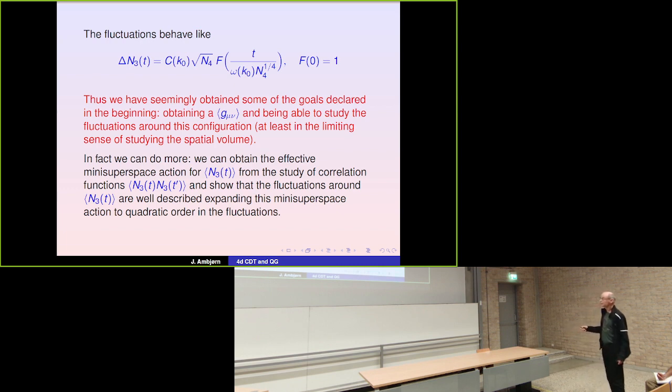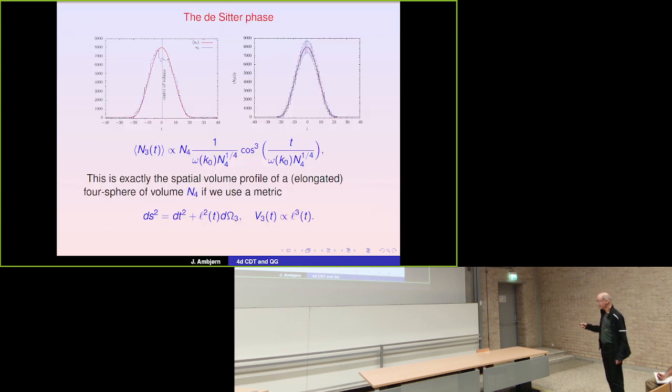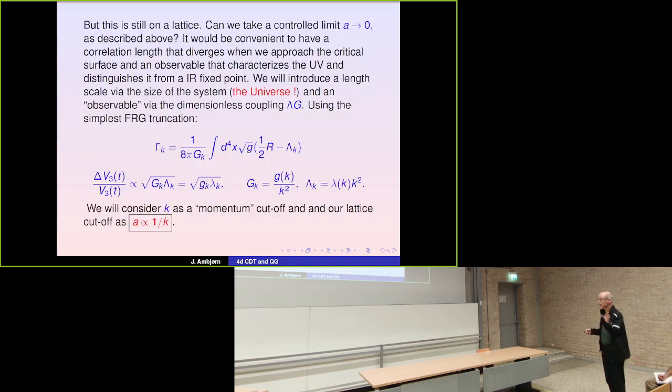And the fluctuations, they scale like the square root of N4, while the height here scales like N4 to the 3/4. So when we increase N4 for a fixed value of the coupling constant, then these fluctuations go away, and we get an infinite volume limit, but that's just an infinite volume limit. So we have obtained the goals declared in the beginning. We obtain an emergent geometry, and we can study fluctuations. And in fact, we can do much more. We can find an effective mini-superspace action and so on. I don't have time to talk about that.